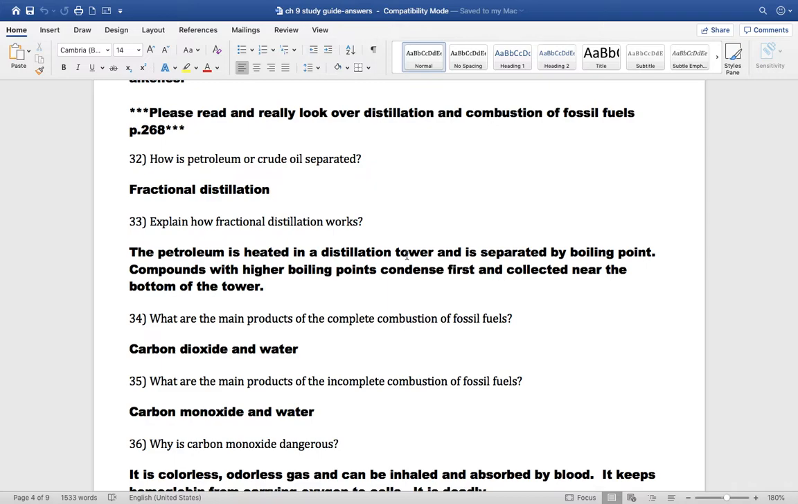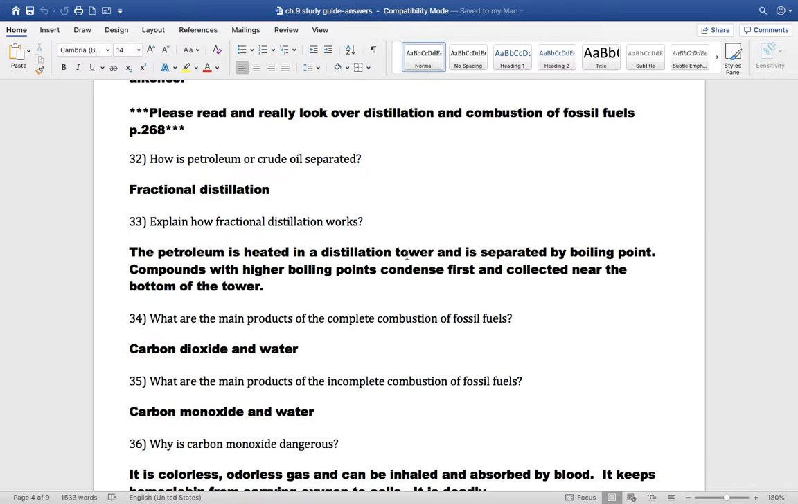The carbons decrease as they go up, and the boiling points decrease as you go up. I think the highest one is gasoline, and then it's like jet fuel and all that. So the lowest boiling point is going to be at the top, and the highest boiling point is going to be at the bottom. It says petroleum is heated in a distillation tower and is separated by boiling point. Compounds with higher boiling points condense first and are collected near the bottom of the tower.